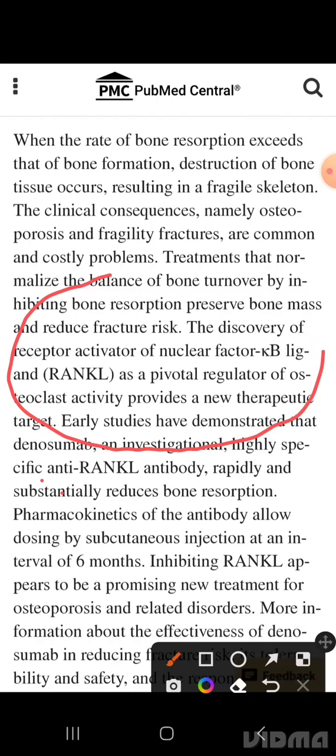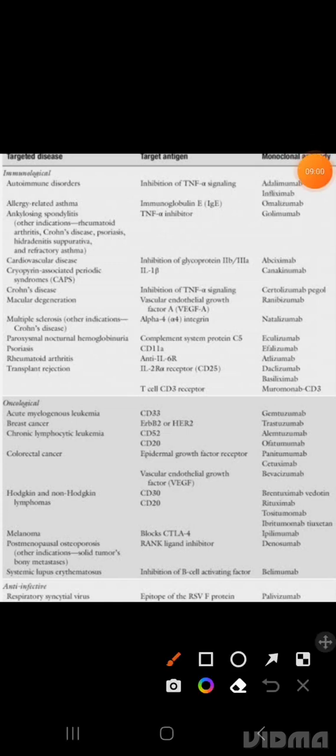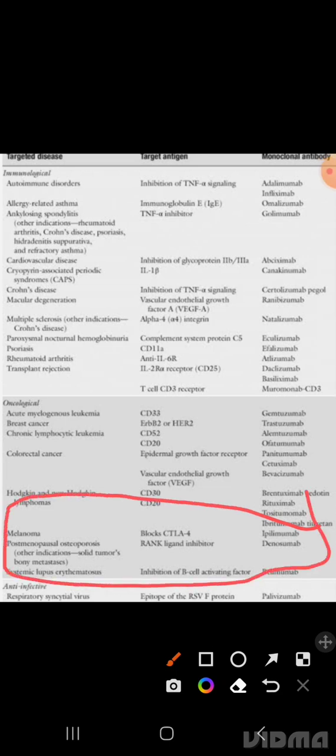So we will move to some of the classifications. These are the target antigens that the monoclonal antibodies are given for. This is the thing I found from this page, that is the RANK ligand inhibitor. So the drug which is given is denosumab.